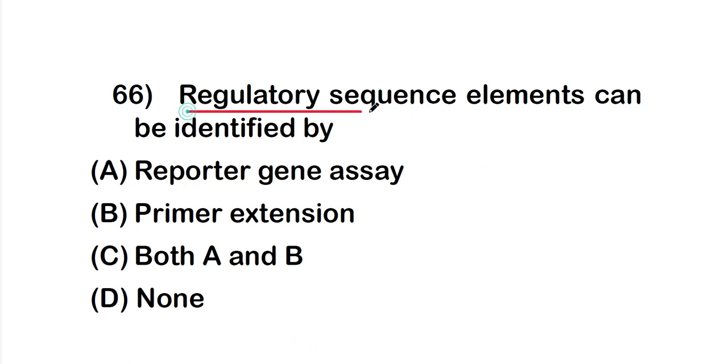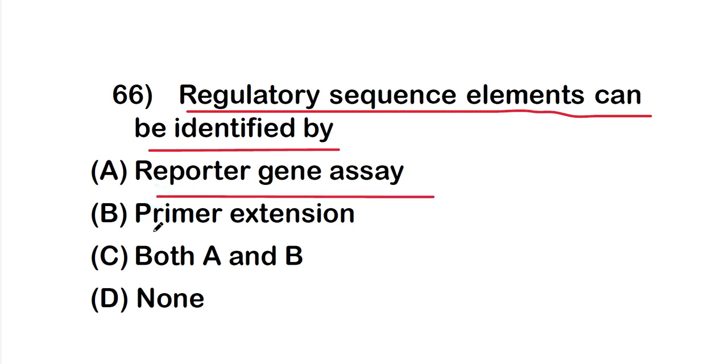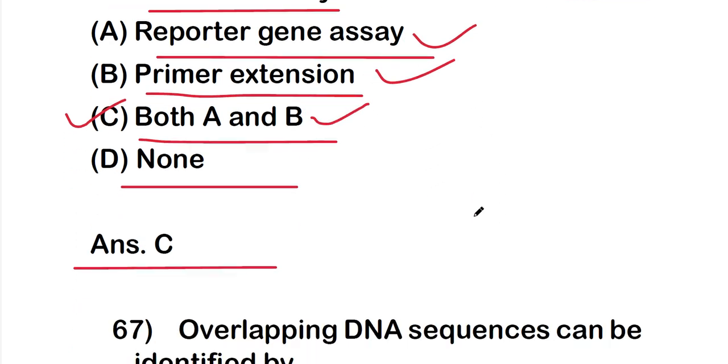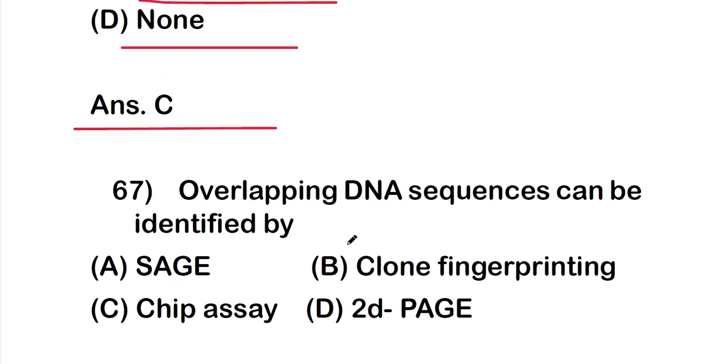Regulatory sequence elements can be identified by option A, reporter gene assay, option B, primer extension, option C, both A and B, option D, none, and the right one is option C, both A and B. So regulatory sequence elements can be identified by reporter gene assay and primer extension. Both A and B is the right answer. So let's move on to question number 67.